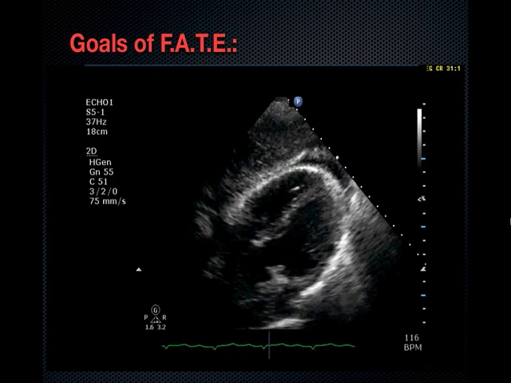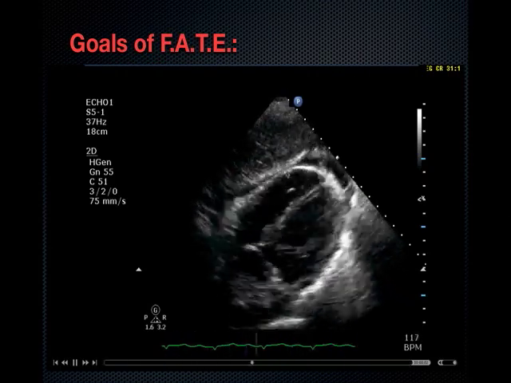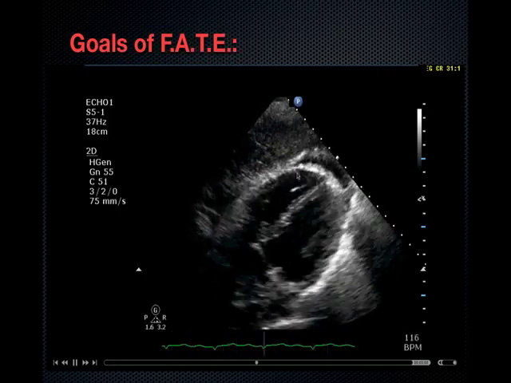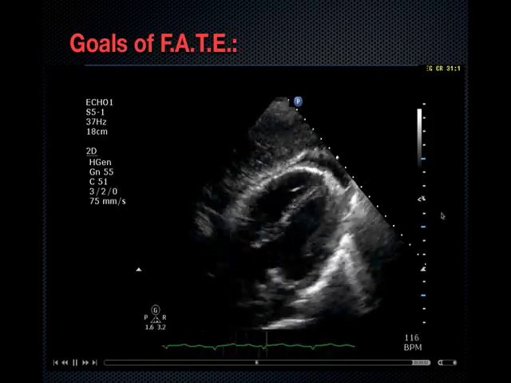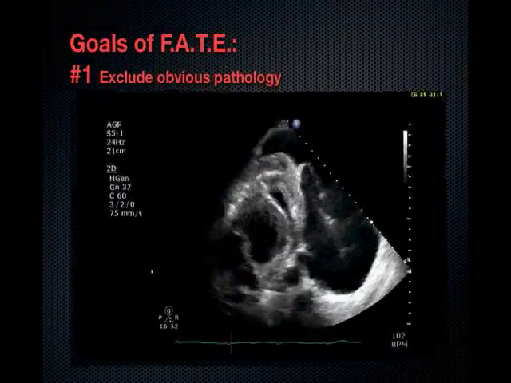This subcostal view again, liver. We have the bright white layers of the pericardium separated by black fluid, and we have the right ventricle collapsing in diastole, and these are all signs of tamponade. So in the right clinical context, if you have a hypotensive patient and you find this, then that's very, very helpful.